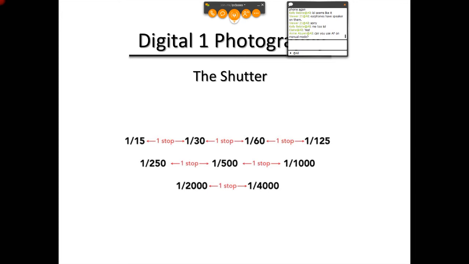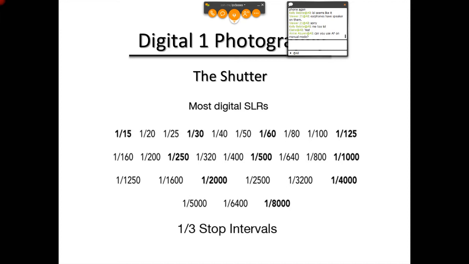Now, on most digital cameras, you can work in third stops. So 1/15th to 1/20th is a third, 1/20th to 1/25th is a third, and then 1/30th is your full stop. And that goes right up the line. So you can work in thirds on most digital cameras or digital SLRs.